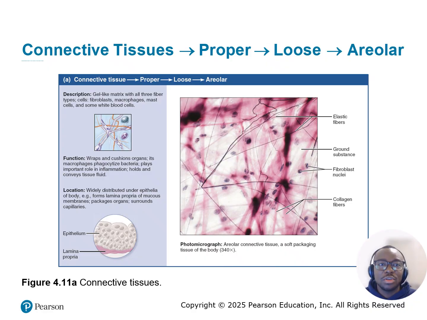In terms of function, areolar connective tissue wraps around and cushions organs. It also plays an important role in immune responses through the activity of white blood cells and macrophages. Areolar connective tissue is widely distributed under the epithelia of the body. For example, it forms the lamina propria of mucous membranes, packages organs, and surrounds capillaries.